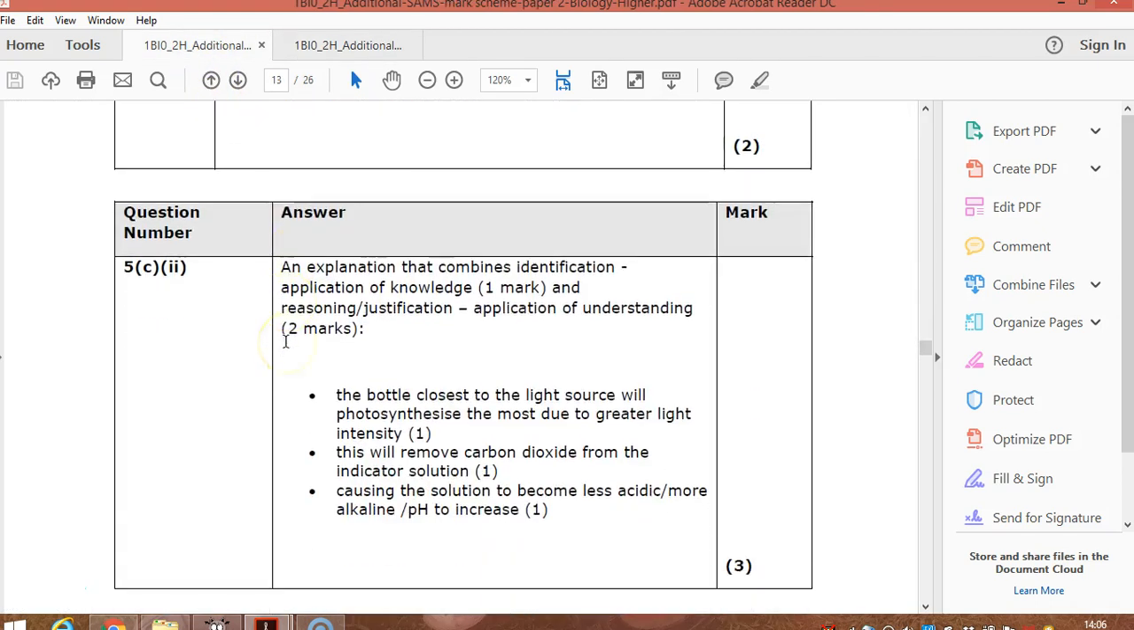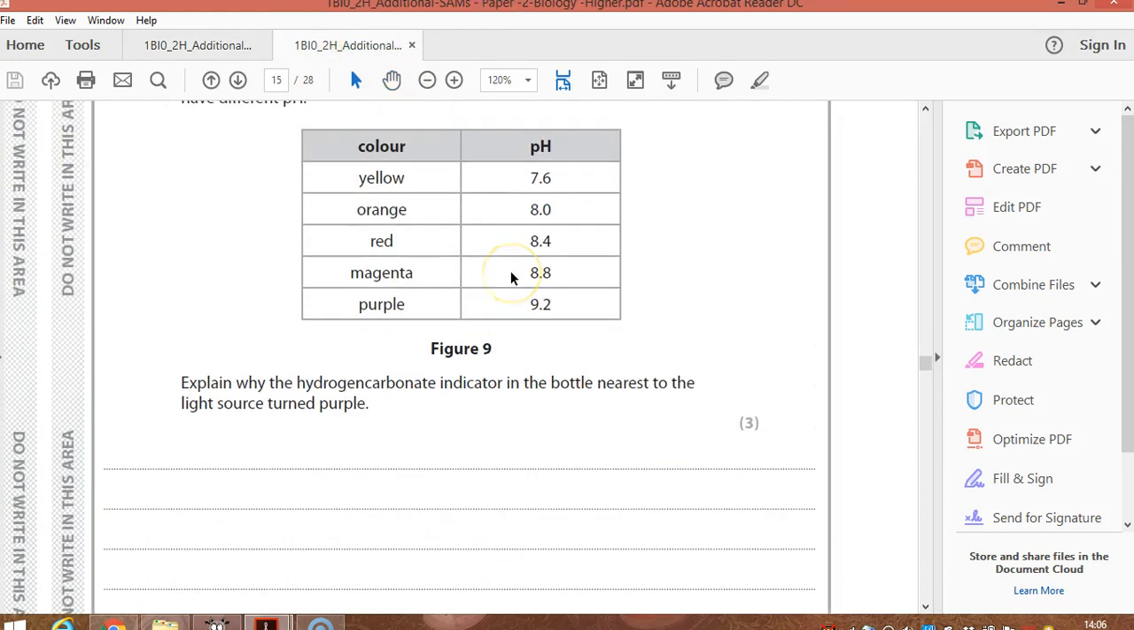Right, so you'd say the bottle closest to the light source will photosynthesize the most due to the greater intensity. This will remove carbon dioxide and the solution will become less acidic or more alkaline and it will make the pH increase. So there's a bit of head flipping here. First of all, you need to know that when carbon dioxide is dissolved in water, it makes the water more acidic. So more acidic things reduce the pH.